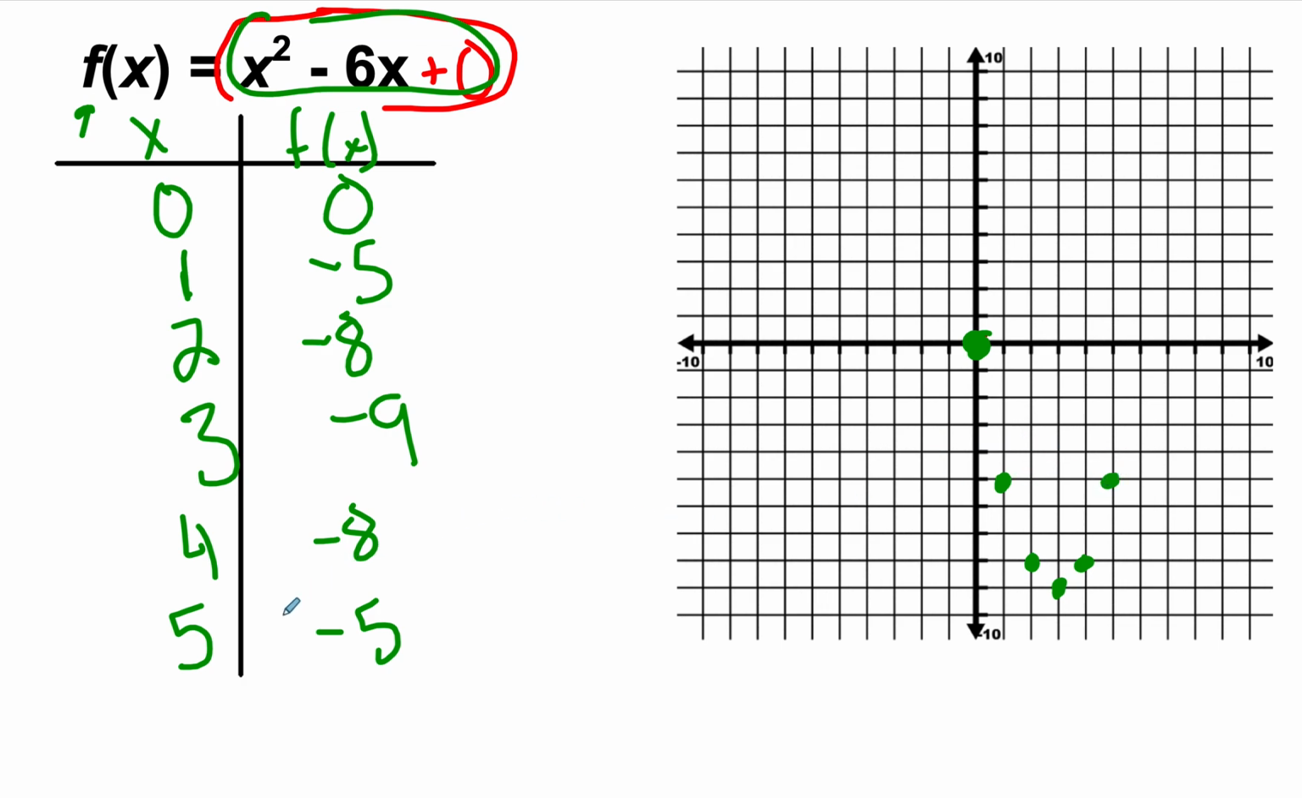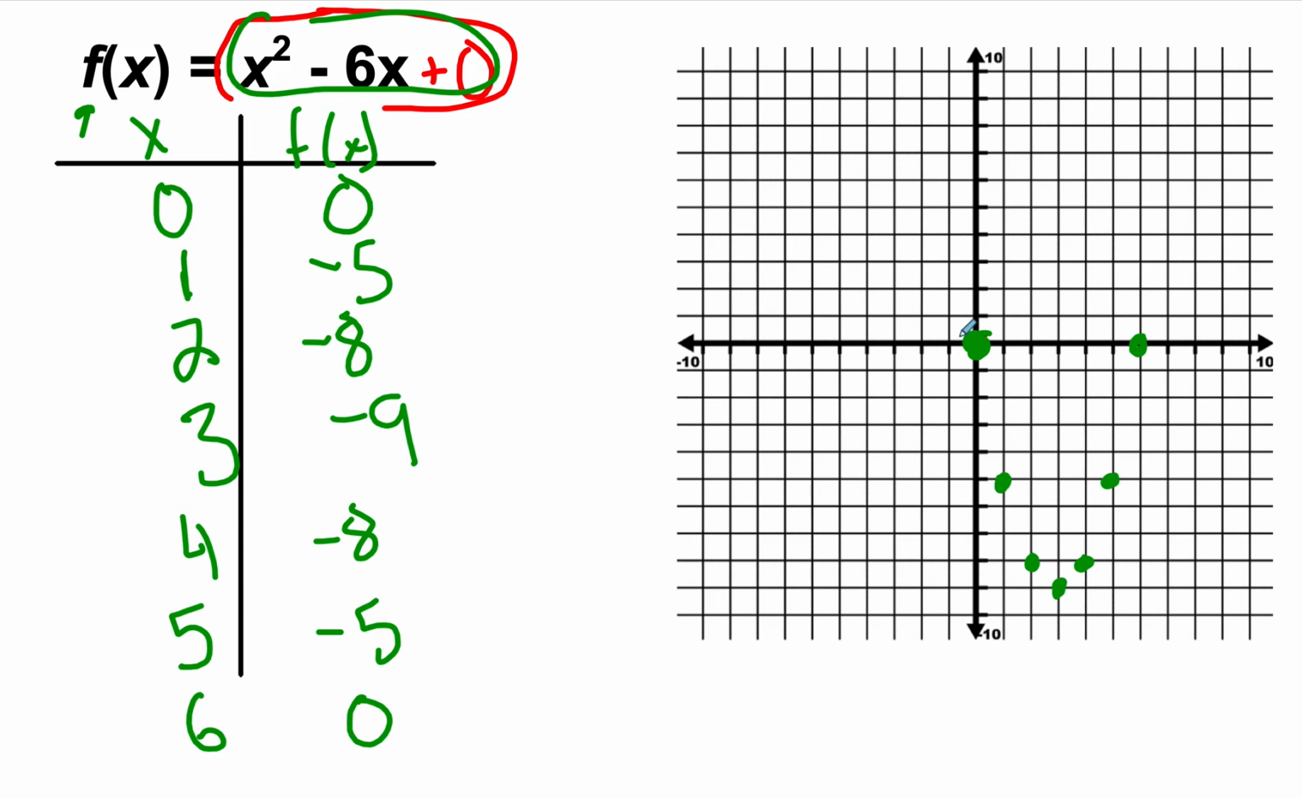What's the next one going to be? 6. It should be 0, right? 6 squared is 36. 6 times 6 is 36. 36 minus 36 is 0. What about some of the other numbers? So look, I have here 7. I have here negative 1. What do we know about their outputs based on what we've seen so far?